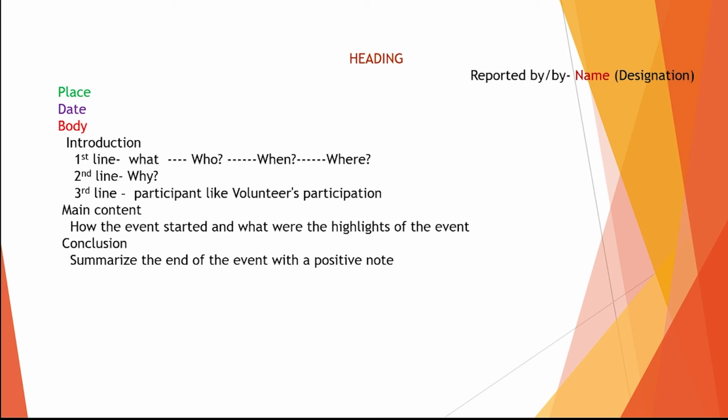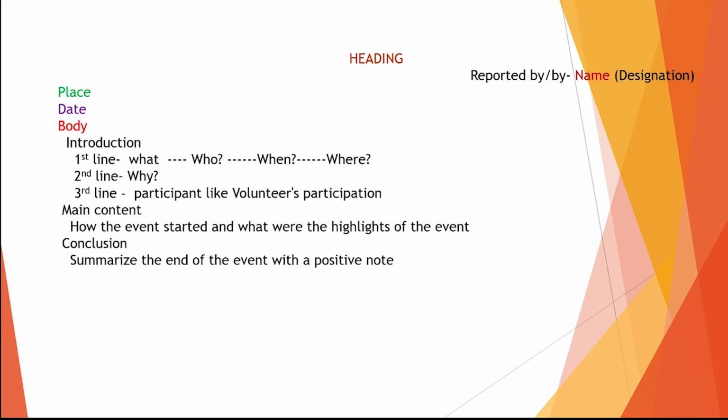Now, the format. You have the heading in the center, then reported by, the name and the designation, place, date, and body. In the body, you have the introduction, where in the first line you say what the event is all about, who is organizing it, when and where it was organized. In the second line, why it was organized, and in the third line, who the participants were.